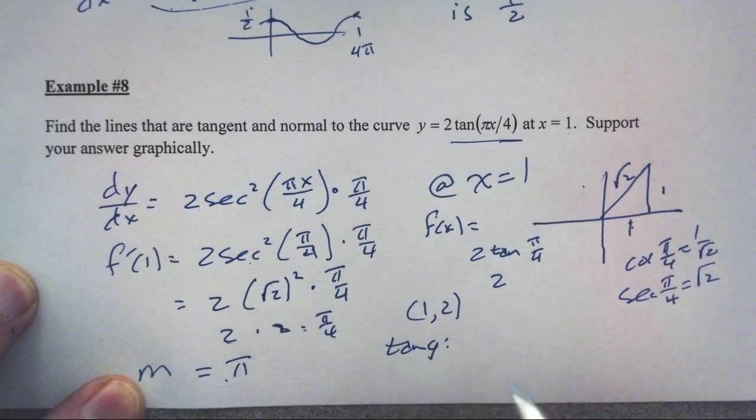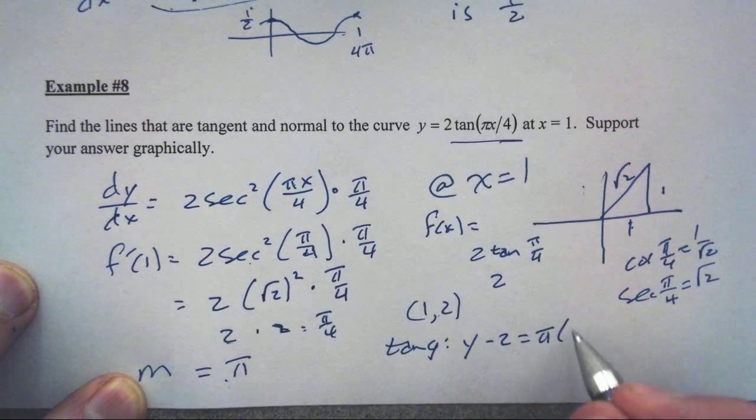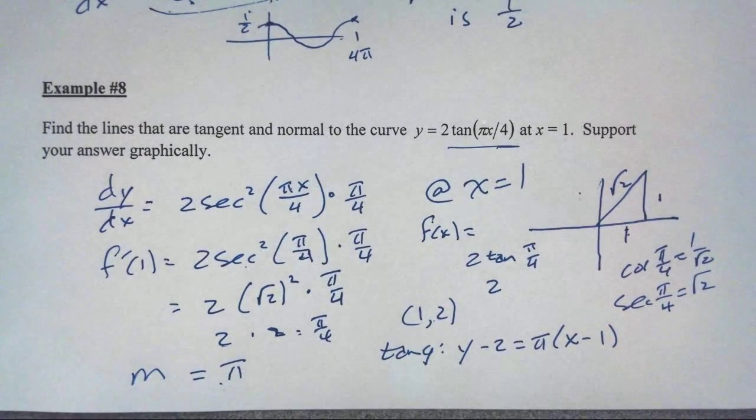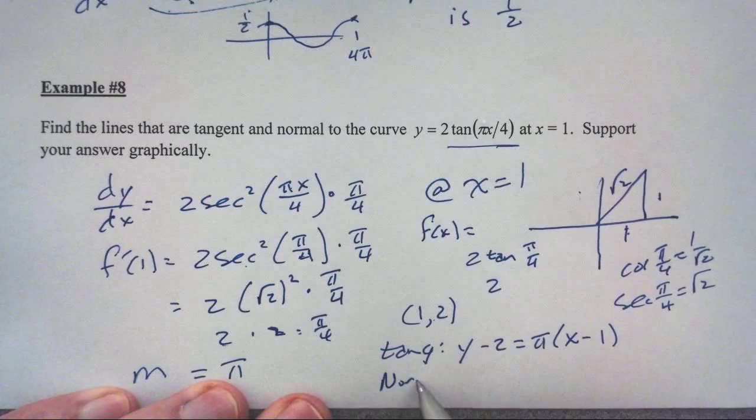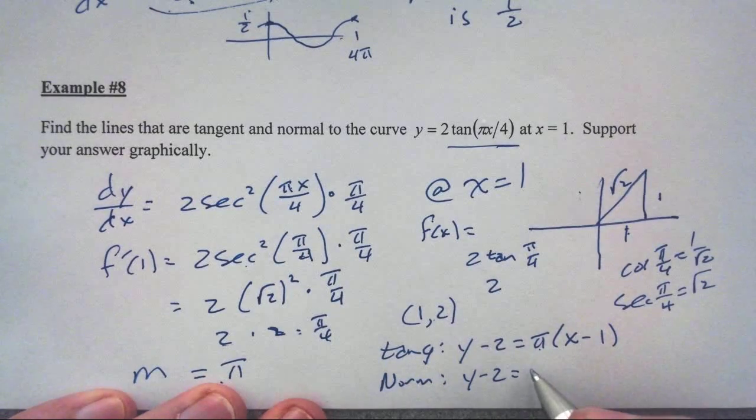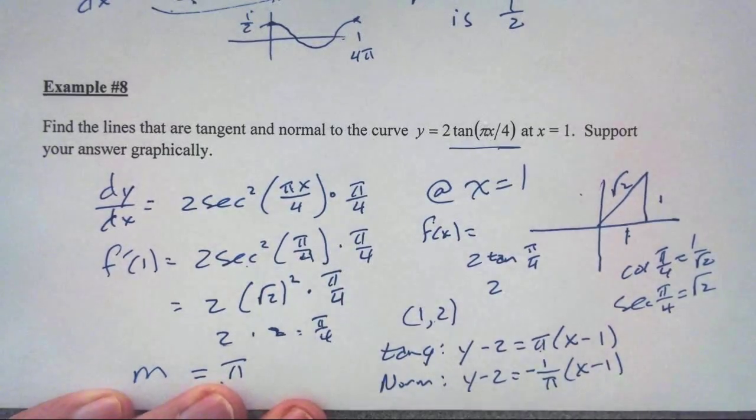So the tangent is y minus the y coordinate 2 equals slope pi times x minus the x coordinate 1. We could certainly put that in slope-intercept form. And the normal is y minus 2 equals the opposite reciprocal, negative 1 on pi, times x minus 1.